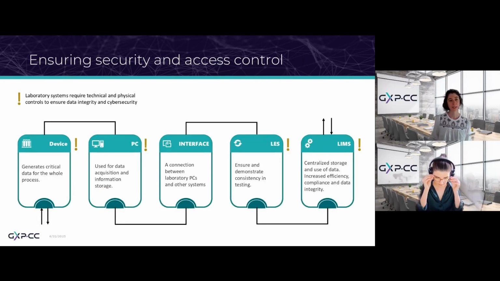And if we bring this concept back now to our example data flow diagram, you can see throughout here, right, this would apply to every part of every system in this flow. All of them require technical and physical controls so that you ensure both data integrity and cybersecurity. So you also really get two great benefits out of this at the same time.